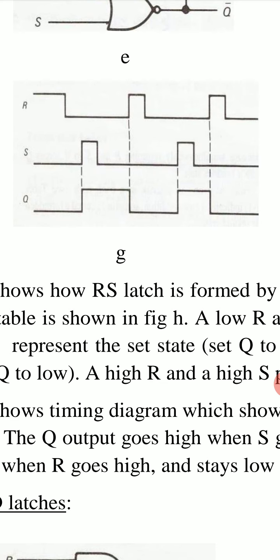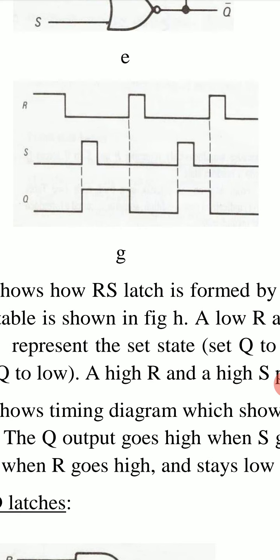then output will not be changed, and output Q will be changed only when S becomes 1 and R becomes 0, then it goes high, it sets, and it remains high even when this set signal goes low, and this output Q will go low when R goes high. Then it resets.